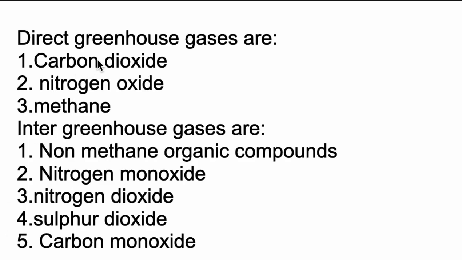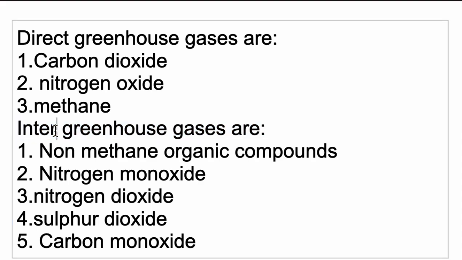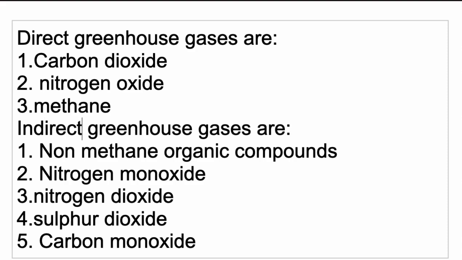Now coming to the direct greenhouse gases: carbon dioxide, nitrogen oxide and methane. These three are direct greenhouse gases, because they are produced directly. And coming to the indirect greenhouse gases: non-methane organic compounds, nitrogen monoxide, nitrogen dioxide, sulfur dioxide, carbon monoxide. These are the indirect greenhouse gases.